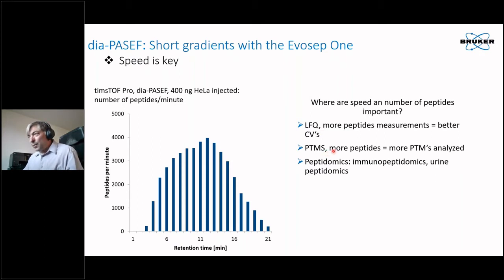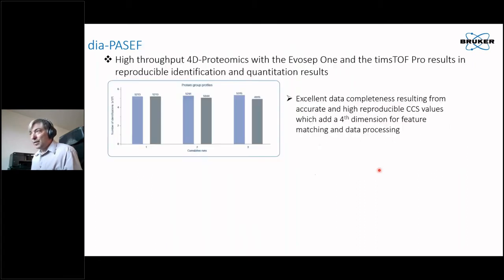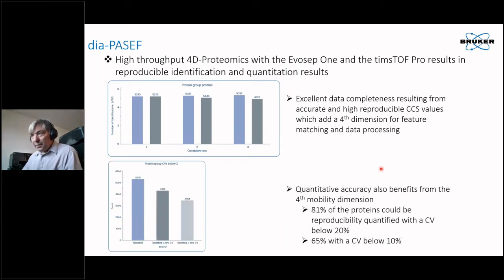And of course, there are other experiments where you're just interested in peptides, like PTMs. If you get more peptides, you get more PTMs. Peptidomics, immunopeptidomics, and neuropeptidomics are also interested in other peptides. So speed and peptides identified are important, and that's where I think the combination of the timsTOF Pro and the Evosep really excel. And also in terms of data completeness, the data completeness and CVs are very, very good.